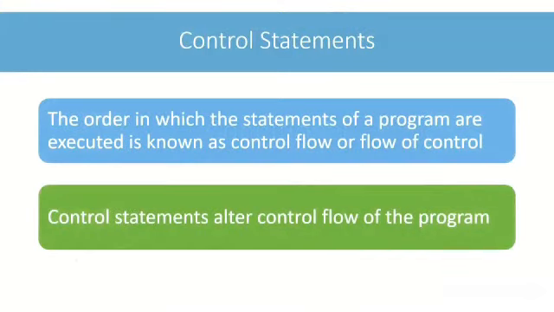To recap, the order in which the statements of a program are executed is known as control flow. By default, the statements of our program are executed from top to bottom in the order in which they are written. To solve any real-world problem through your program, you will need to alter the control flow. Programming languages provide statements to alter the control flow of the program, and these statements are known as control statements.